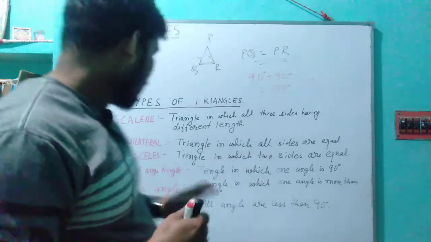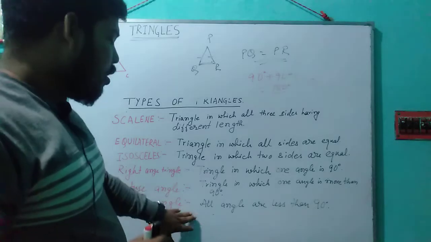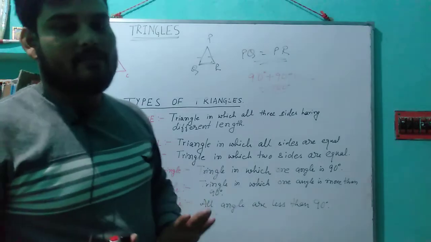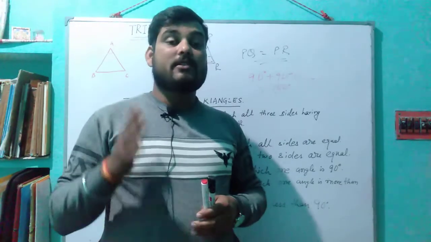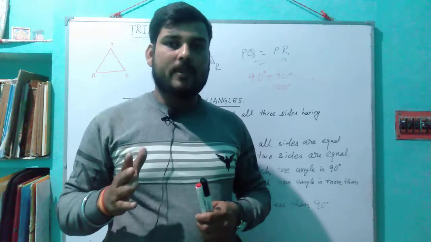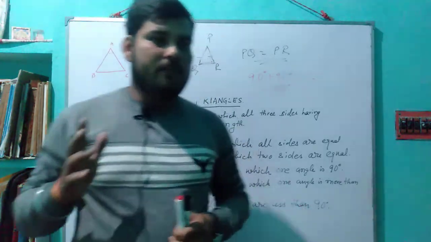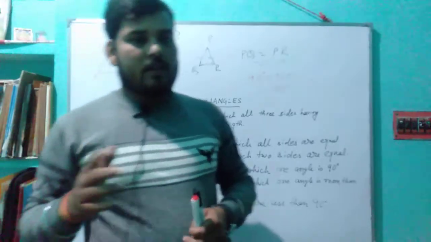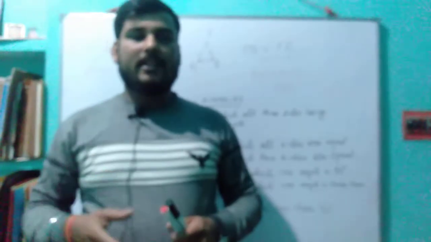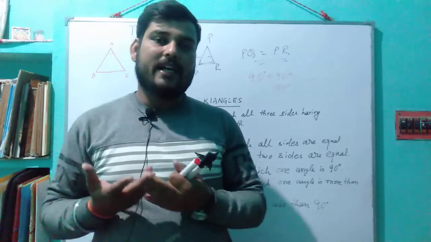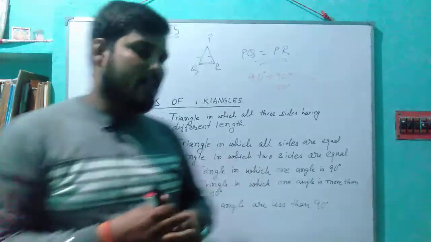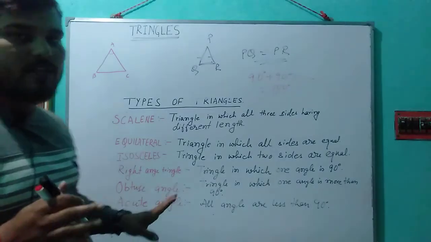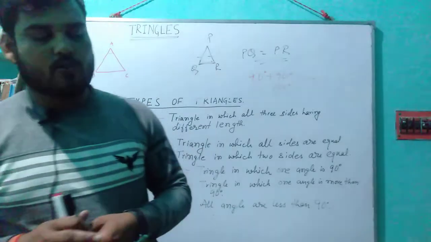Okay. Next, acute angle triangle. All angles are less than 90 degrees. Okay. All angles must be less than 90 degrees. In other words, you can say that if a triangle has no right angle and no obtuse angle, then that triangle is an acute angle triangle. Acute angle.